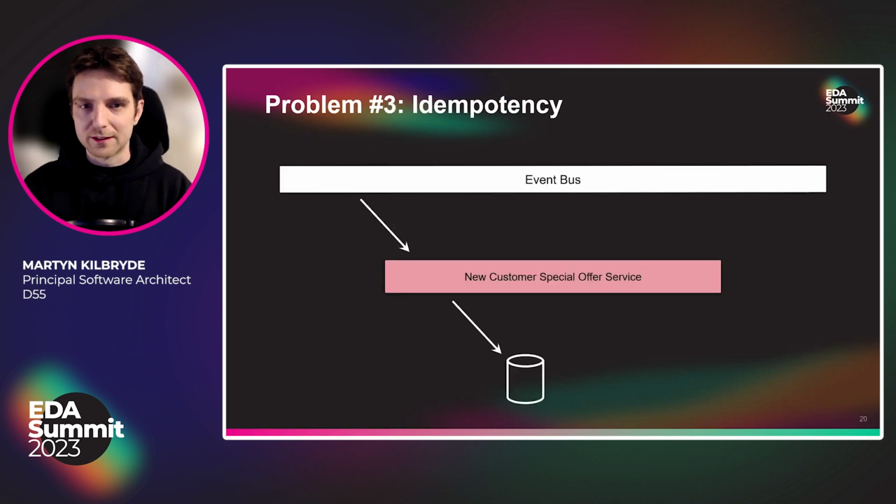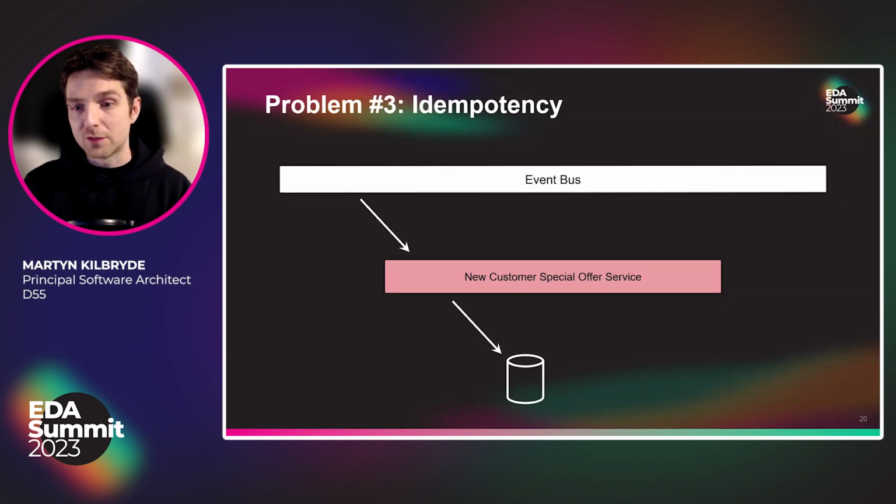Now, the third problem I'd like to talk about is around idempotency. Idempotency refers to the property of an operation where repeating it with the same input has no additional effect beyond that initial operation. So in the example of this offer service, let's say an event is received that causes the service to assign them a special offer.